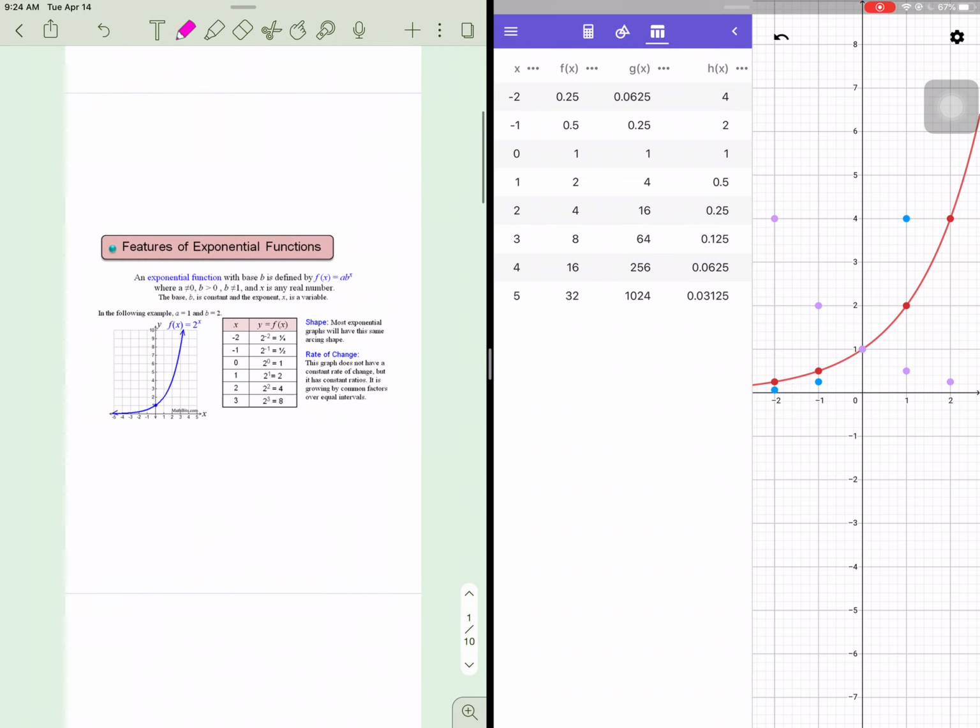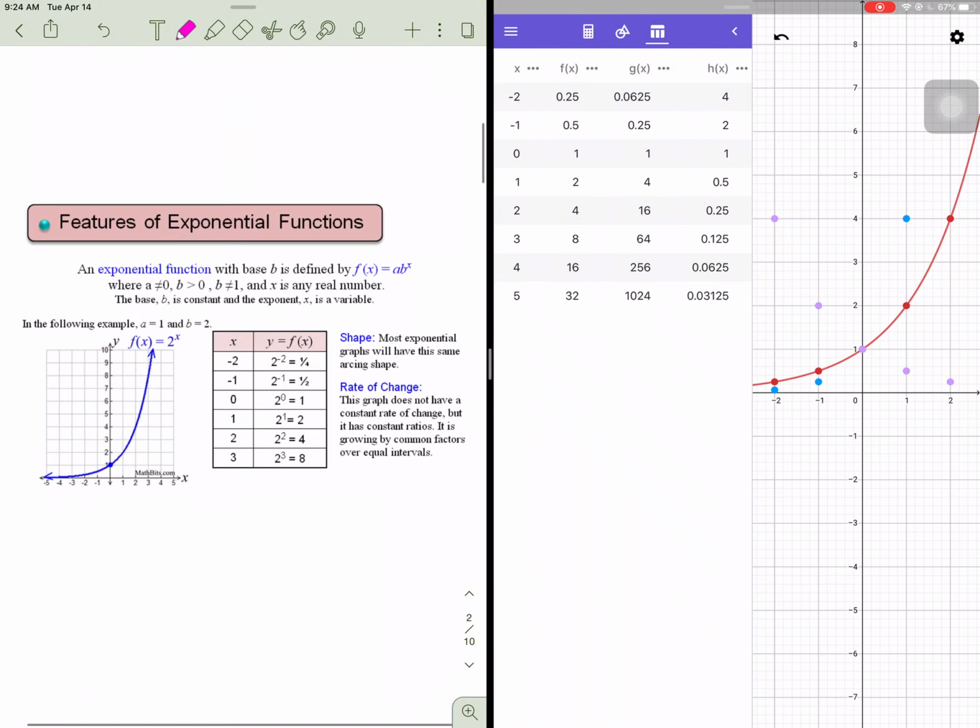All right, so just some features of exponential functions. An exponential function is any function that has some base raised to the power of x. How do you know it's exponential? The exponent is a variable. The shape, most exponential graphs will have the same arc shape, either growth or decay, and like we said before, it does not have a constant rate of change, but does have a constant ratio. It's what you're multiplying by as x increases.